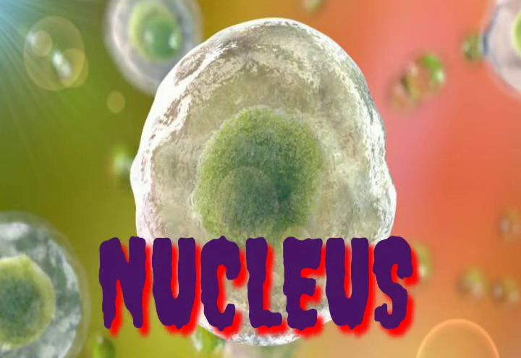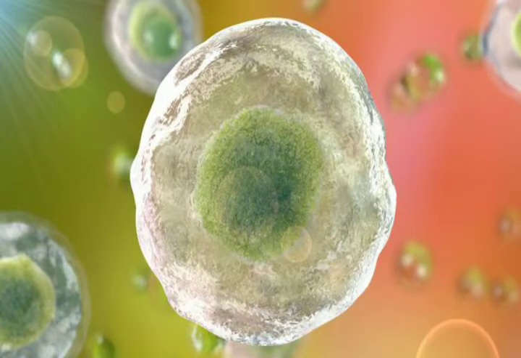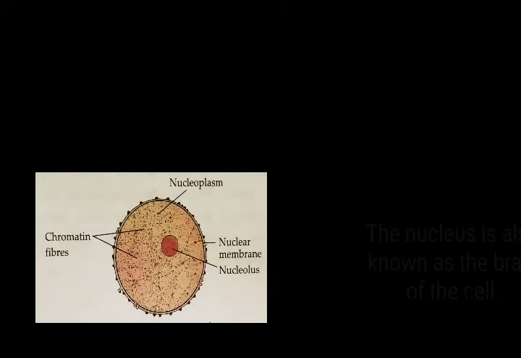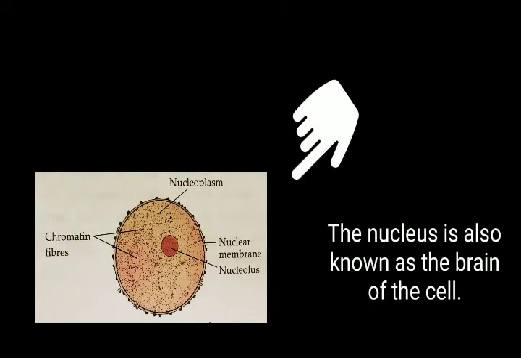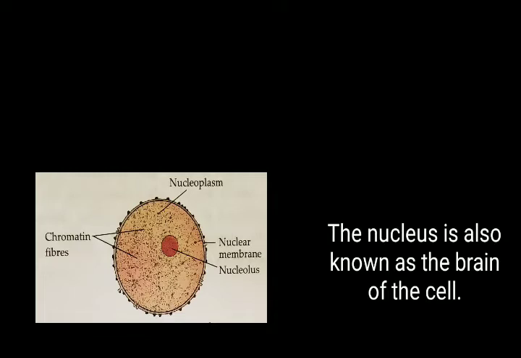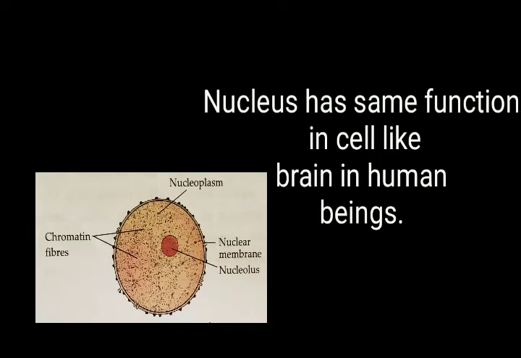Let's move on to the next main part of the cell, that is nucleus. What is nucleus? One thing you must know, that nucleus is actually known as the brain of the cell, right? It is the brain of the cell. So what does the brain do? Brain controls all the functions of our body, right? Similarly, nucleus also controls the functions of the rest of the cell organelles, right? Cell organelles I'll describe later.